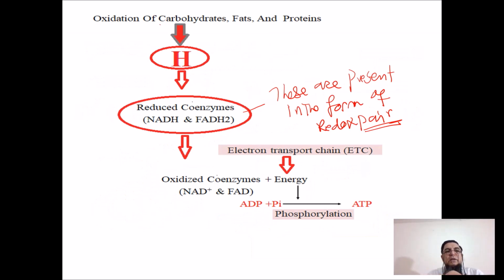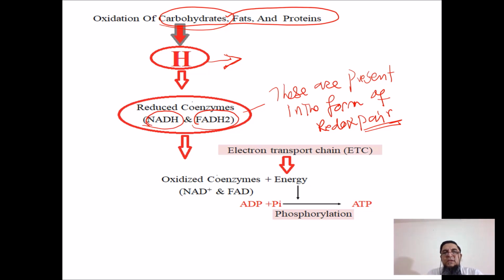So what happened here? Carbohydrates, fats, and proteins are catabolized, releasing energy, and they release hydrogen. These hydrogens are captured by the reducing equivalents, the reducing coenzymes. So these reduced coenzymes like NADH and FADH2 are present in the form of a redox pair: NAD and NADH2, FAD and FADH2. They are called redox pairs.